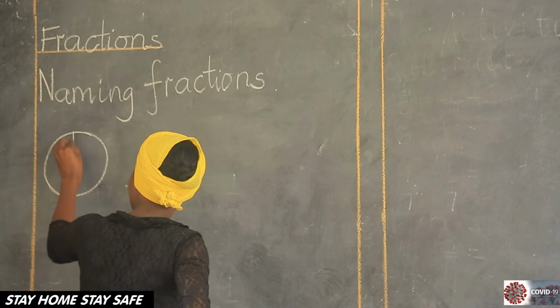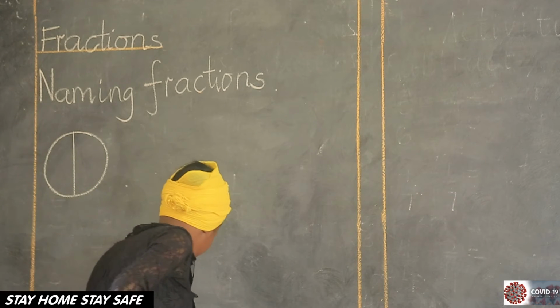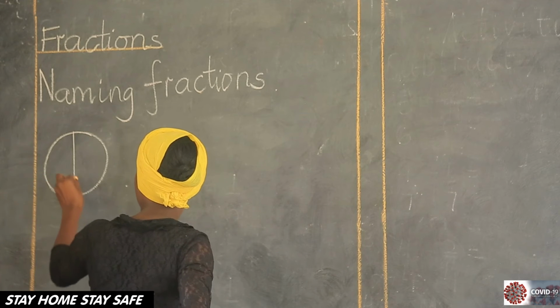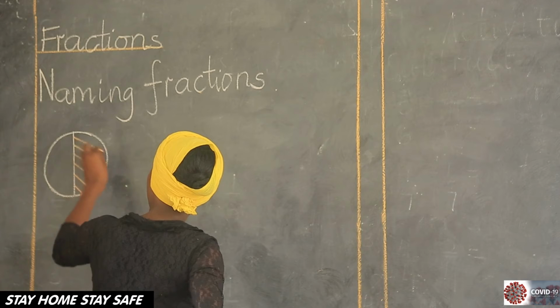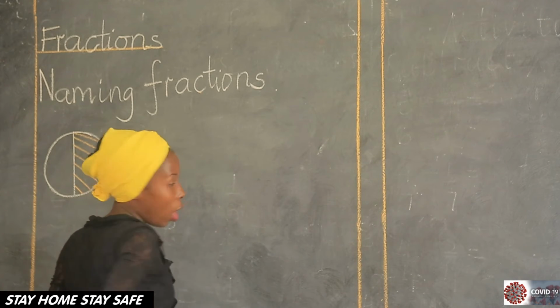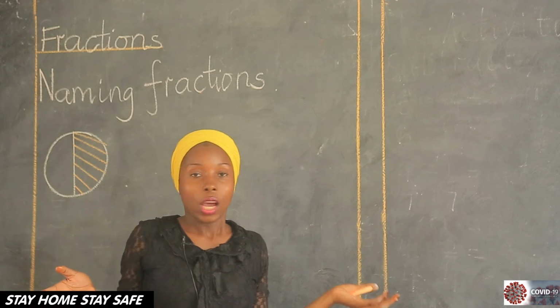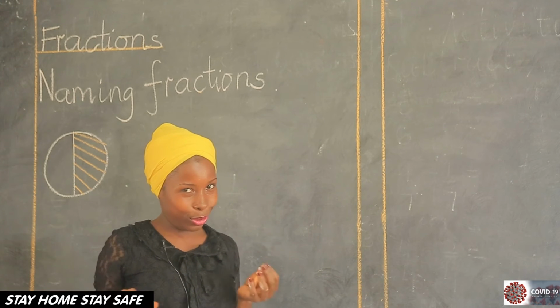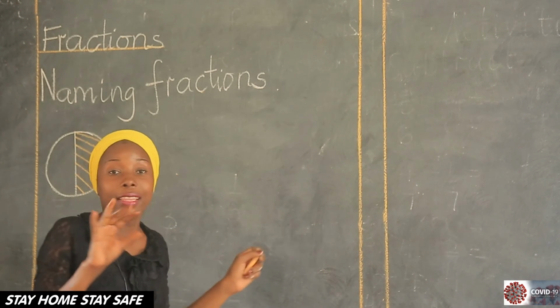And then I'm showing this part which I'm shading. I'm imagining that I've eaten that part or I've used it. So I'm asking, what do you think will be my fraction? What do you think will be my fraction? So, get this right.